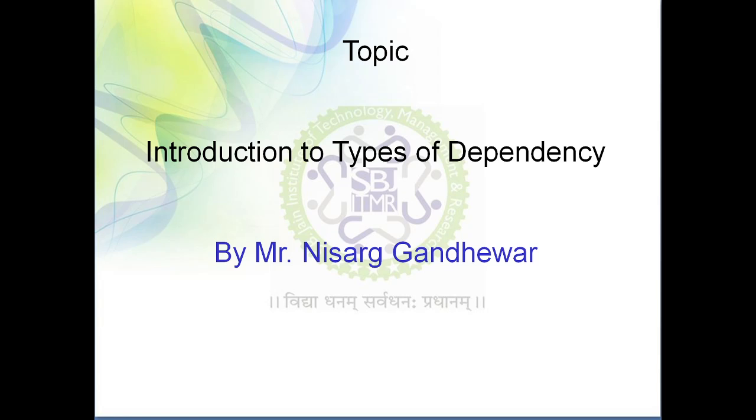So our today's topic of video is Introduction to Types of Dependency in the Database. Before explaining the concept of dependency, first of all I will tell you the concept of ER diagram. If you remember, we discussed the concept of ER diagram. So can anybody tell me what is the use of ER diagram, or what ER diagram represents? ER diagram represents a type of relationship that exists between different entities of a database.